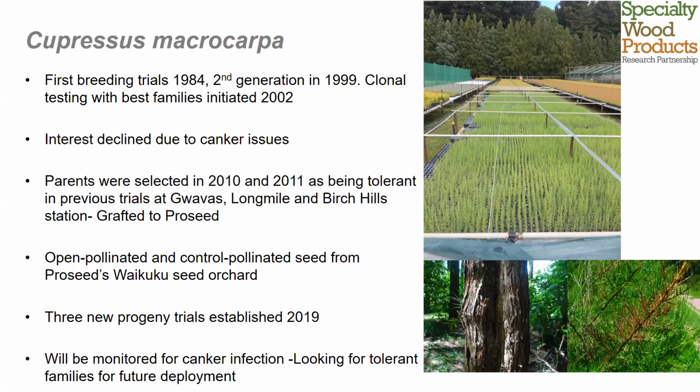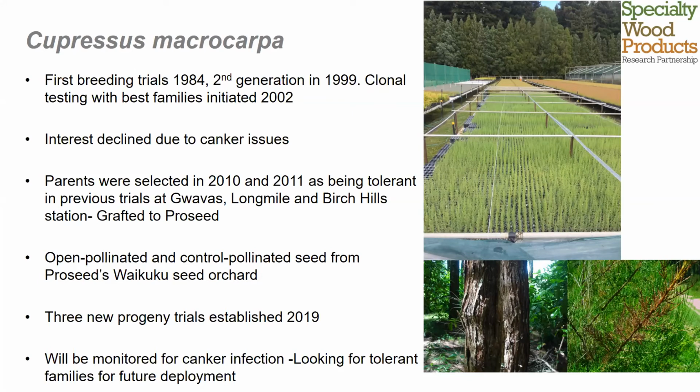And in 2010 and 2011, we went to the trials and selected trees that didn't appear to have canker. That was at Guavas and the Long Mile and Birch Hills. And those selections were grafted to the orchard at Proseed, and we waited till they were producing seed, and in the meantime Proseed was doing some controlled pollination.